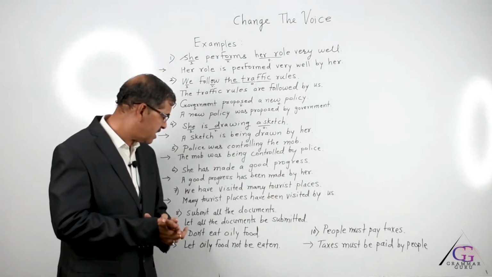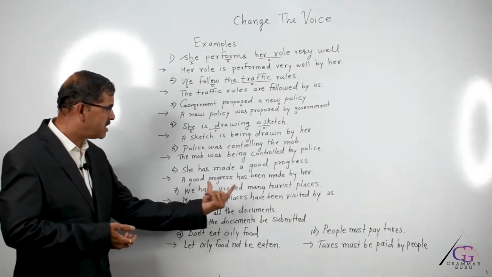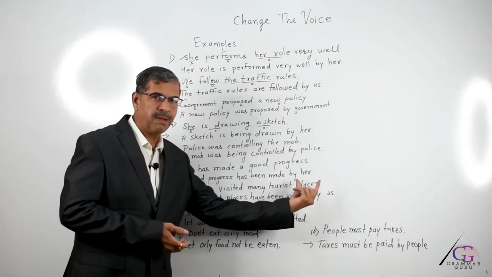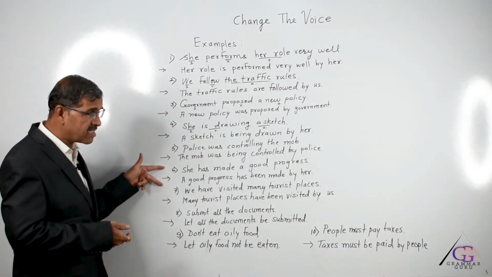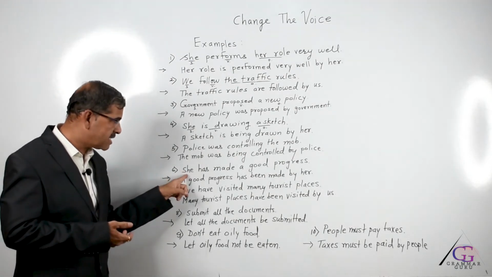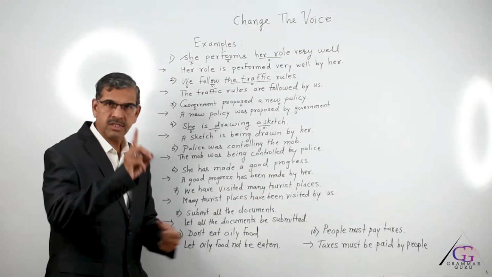Now let's move to the next example. We have visited many tourist places. Can you make out the difference between the sixth and the seventh example? In the sixth example, the object was singular.